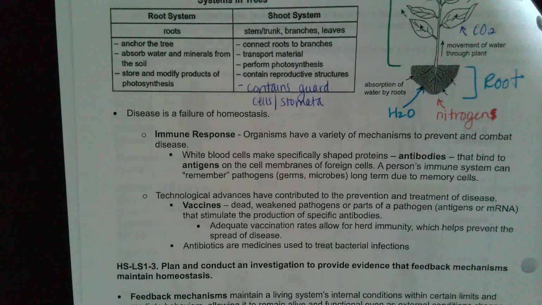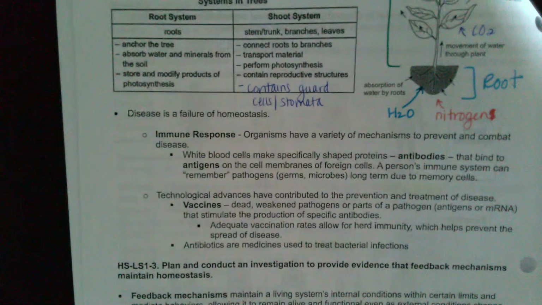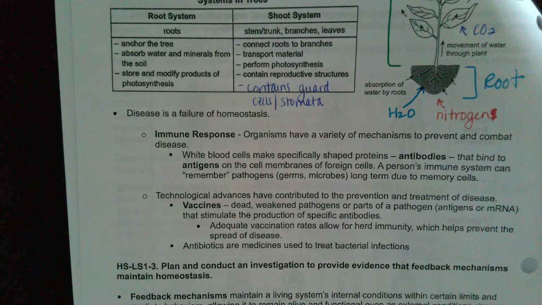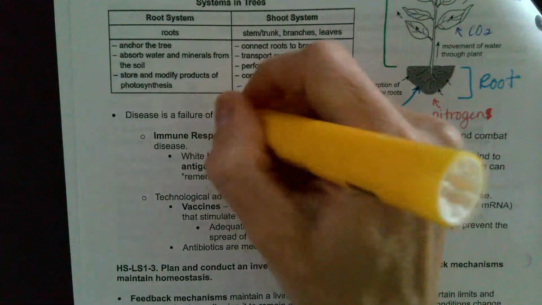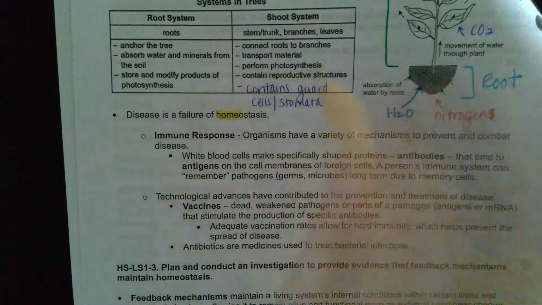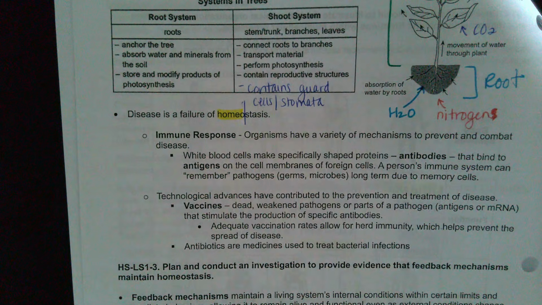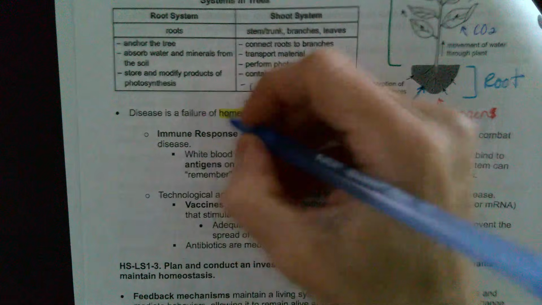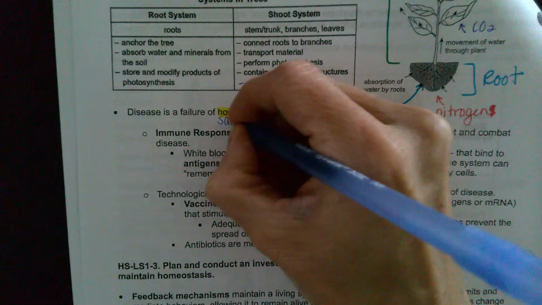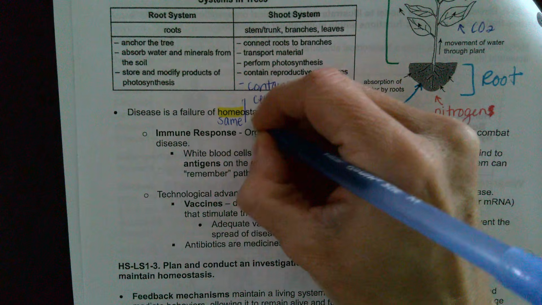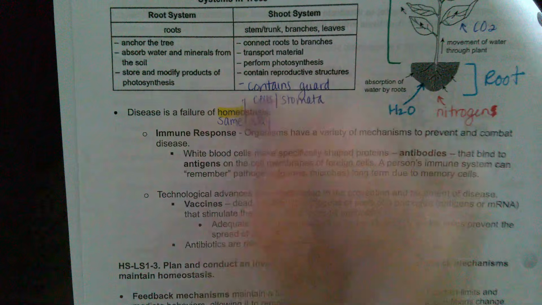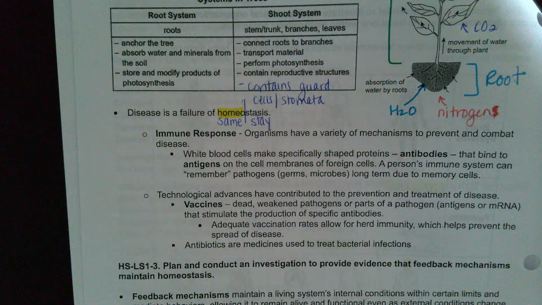Now we're switching back to the human side. Disease is a failure of homeostasis. I haven't defined homeostasis yet anywhere, but when I'm thinking about homeo and then stasis, that prefix homeo or the prefix homo always means same. And then stasis, we're talking about staying. So we're trying to stay the same no matter what's happening.